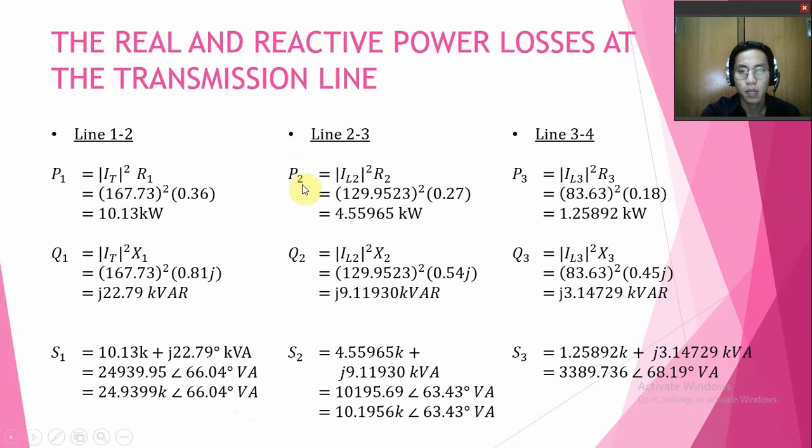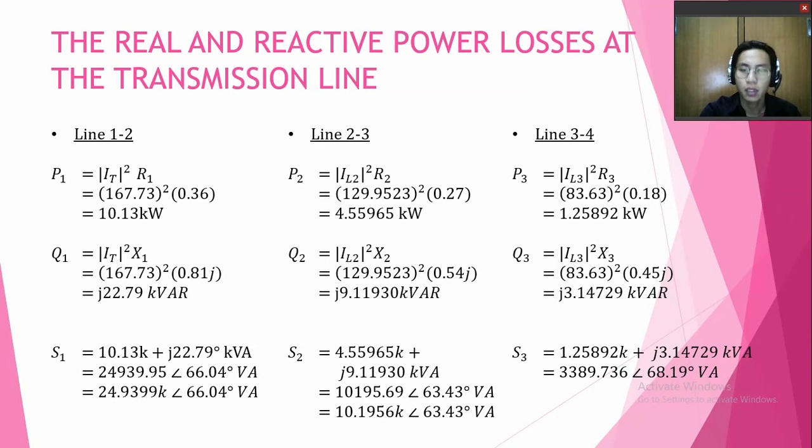Moving on to the next line, for line 2 and 3, the step will be the same. For the power at line 2 to 3, with the formula of current at load 2 squared multiplied with resistance, we will get the value of 4.55965 kilowatt. Next, for the reactive power losses at line 2-3, the formula will be the same, which is the current at load 2 squared multiplied with the X imaginary. We will get the 9.11930 kilo voltage ampere reactive.